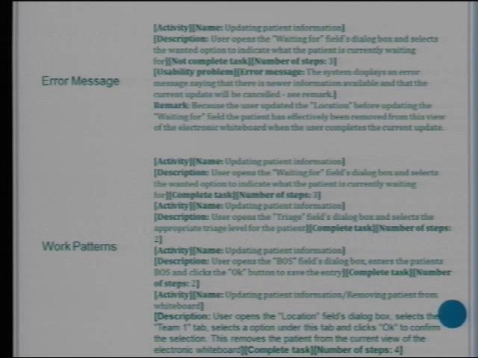Work patterns, just an example. User opens the location field, selects the Team 1 tab, selects an option, clicks OK. It removes the patient from the current view of the whiteboard. There was some issue with lack of visibility. We also were looking at number of steps. Rasmus also did a paper using something called the GOMS model, where he was looking at how to optimize the number of steps. And that all went back to the developers because he actually ended up working for that company.